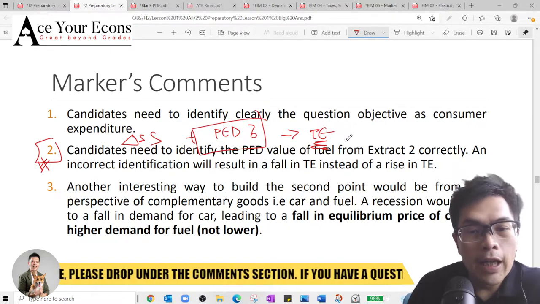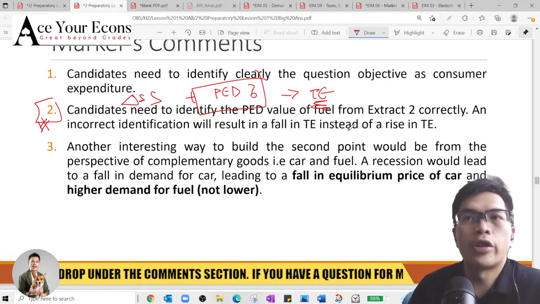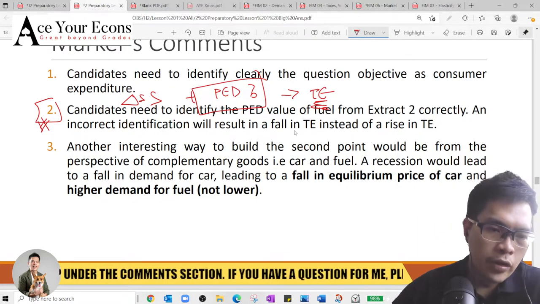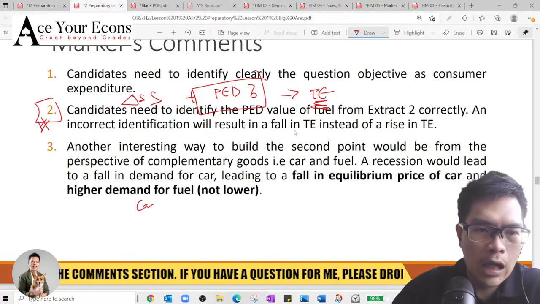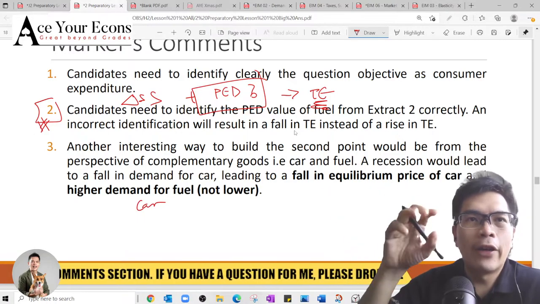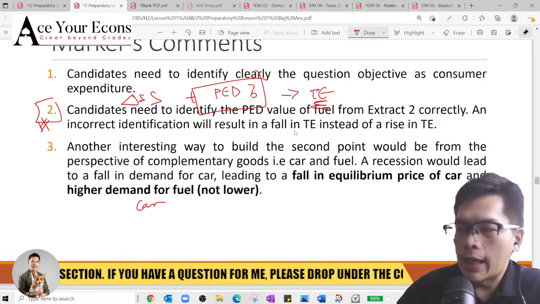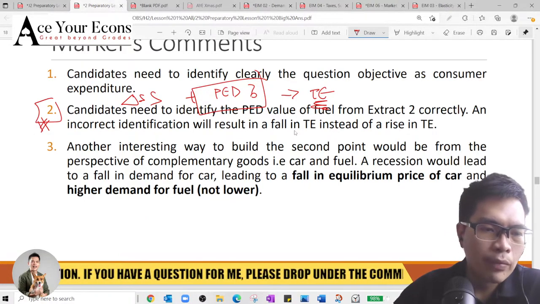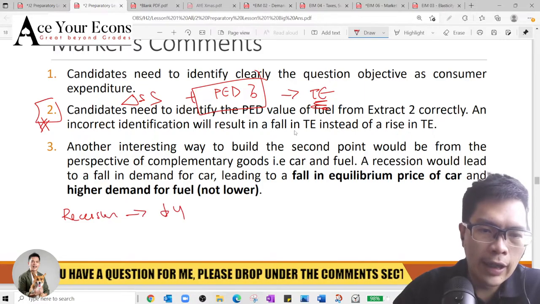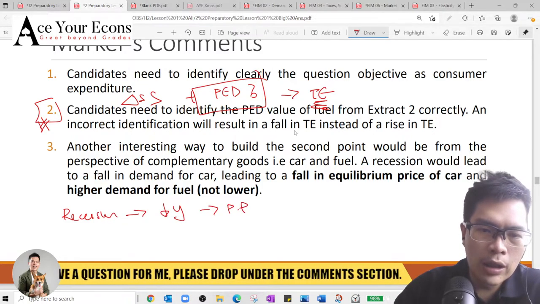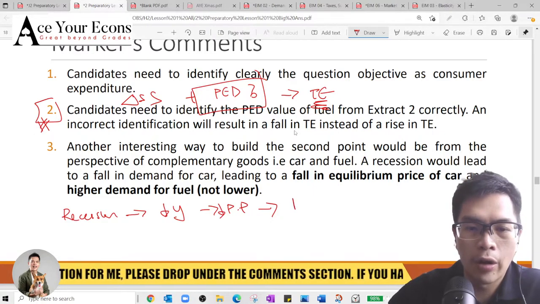Alright, some of the earlier batches came out with an interesting approach for the recession point. So the approach works only when you bring in car. Remember, we have left car out of the picture. But if you were to bring in car, this is how it can potentially work. A recession is going to lead to a fall in income, fall in purchasing power. This is the same approach as the fuel, but this time around, we want to relate to a fall in demand for car.